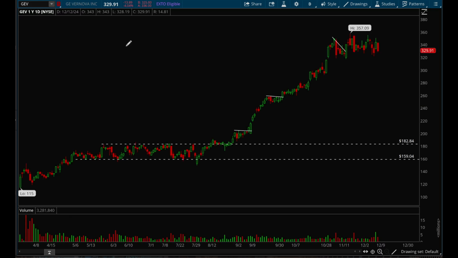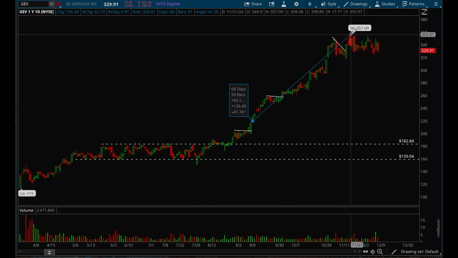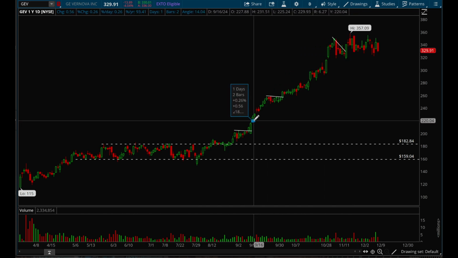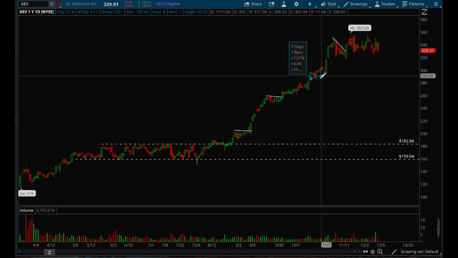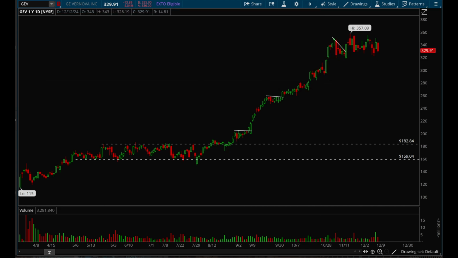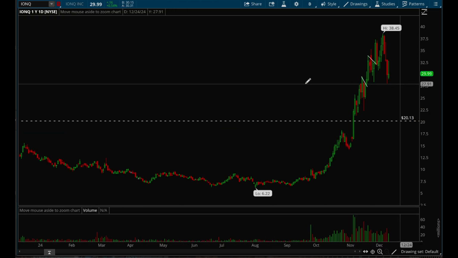Let's just take a look at some more examples of gap ups in general. GEV, this is a big winner recently. This one gapped up on this day, and from there, that's a 60% move. And then this one offered multiple opportunities. Here was another small gap up, and then again, a 22% move. Let's take a look at a couple more.